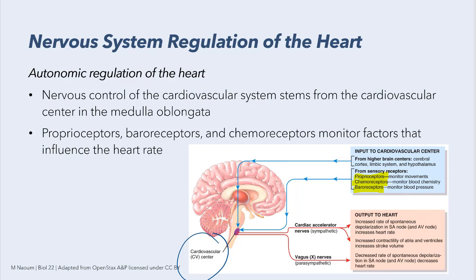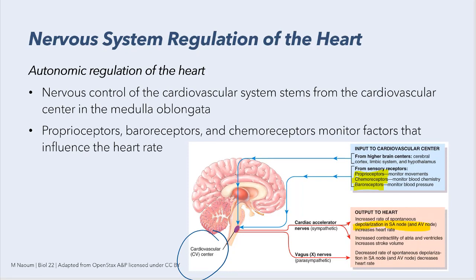The sympathetic nerves will directly stimulate the increase of the rate of depolarization of the SA node to increase the heart rate, and will influence an increase in contraction of the atria and the ventricles, which again is right here for your information.